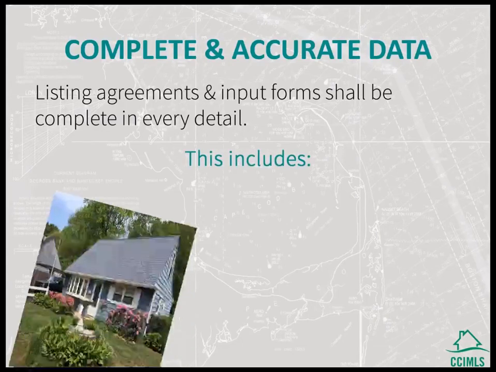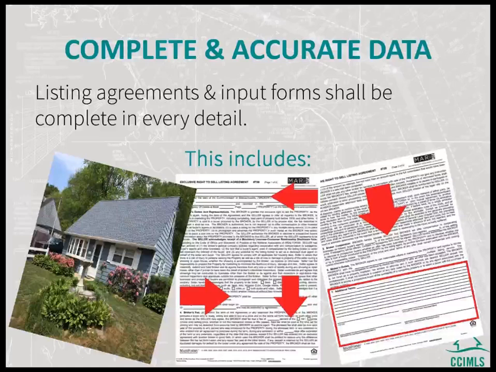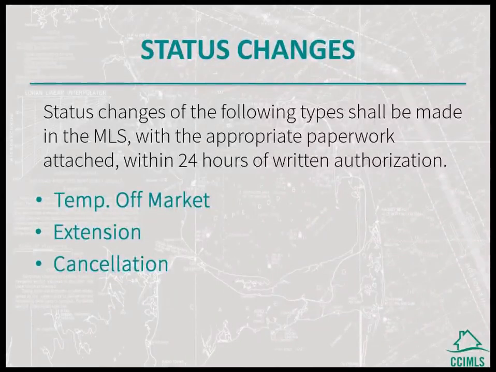This includes, but is not limited to, photo, address, price, compensation, additional terms and disclosures, any required field, status changes. Status changes of the following types shall be made in the MLS with the appropriate paperwork attached within 24 hours of written authorization: temp off market or withdrawn, extensions, and cancellation.